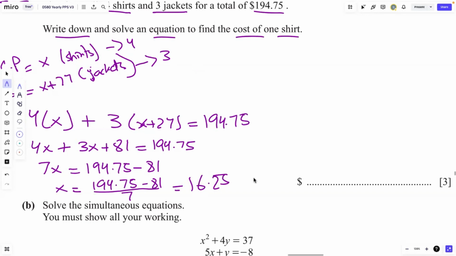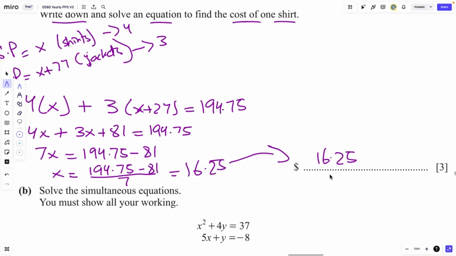Do not round this off. This is an exact answer. $16.25 is your answer for this particular part.